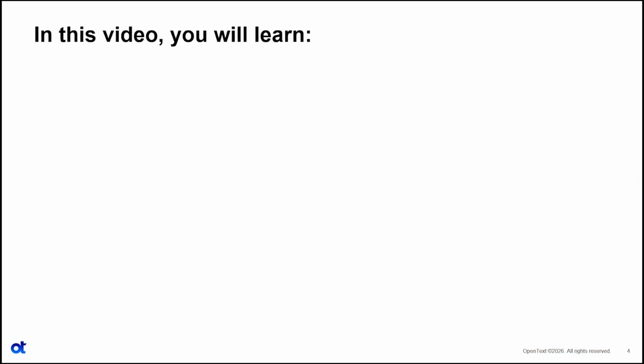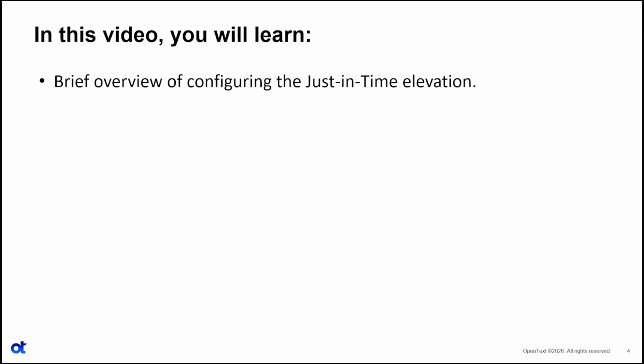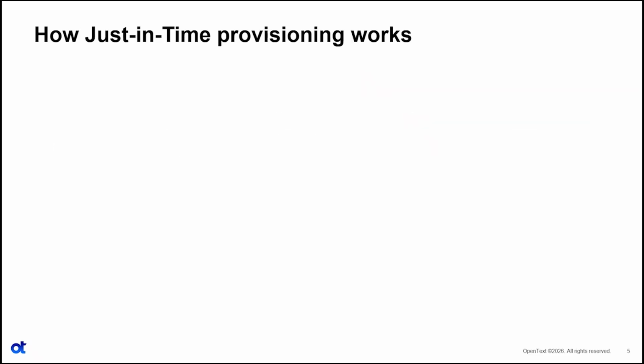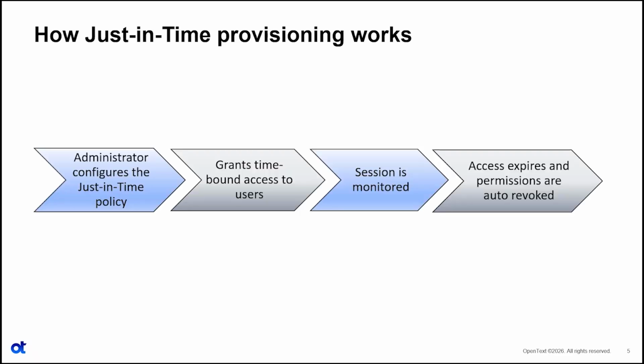In this video, you will learn a brief overview of configuring the just-in-time elevation, and how to authenticate to an AWS account using the dynamic credentials obtained from OpenText Privileged Access Manager. Let us understand how just-in-time provisioning works.